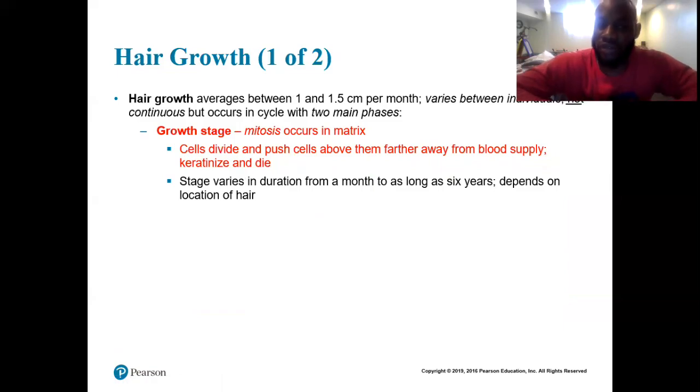The growth of hair, very simply: mitosis occurs in the matrix, the deeper side of it. Cells divide and push cells above them further away from the blood supply. They keratinize and die, very similar to skin.